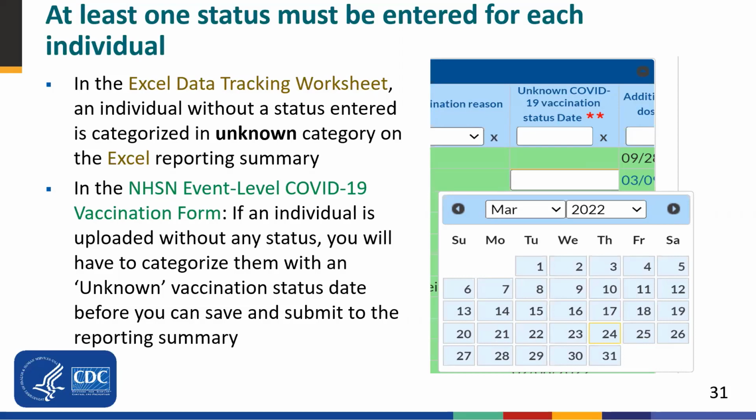However, if an individual is uploaded without any status to the NHSN event-level COVID-19 vaccination form, you will have to categorize them in NHSN with an unknown vaccination status date before you can save and submit to the reporting summary.